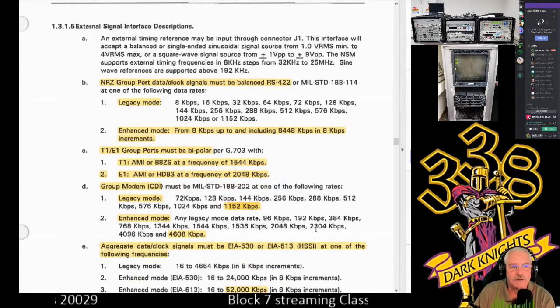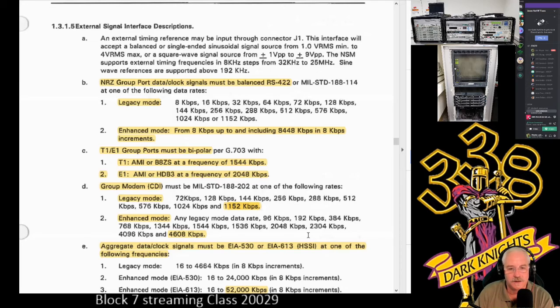Now, whenever you're trying to figure out what each one of those sets supports, for example, we showed you 6 different types, right? 6? Or is it 4? 6. NRZ, T1E1, CDI, and HSTV. That's 4. Man, I can't even count nowadays. Wow. So you can see Bravo under 1.3.1.5 external signal interface descriptions.